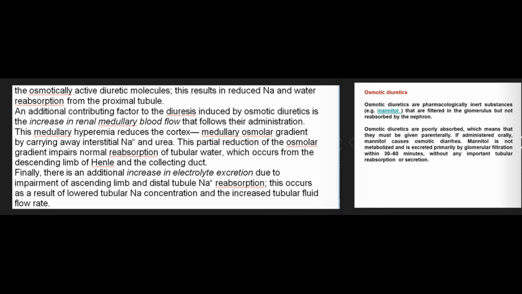This medullary hyperemia reduces the cortex-medullary osmolar gradient by carrying away interstitial Na and urea. This partial reduction of the osmolar gradient impairs normal reabsorption of tubular water, which occurs from the descending limb of Henle and the collecting duct. Finally, there is an additional increase in electrolyte excretion due to impairment of ascending limb and distal tubule Na reabsorption. This occurs as a result of lowered tubular Na concentration and the increased tubular fluid flow rate.